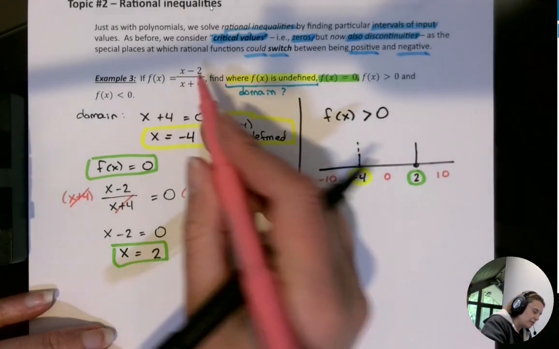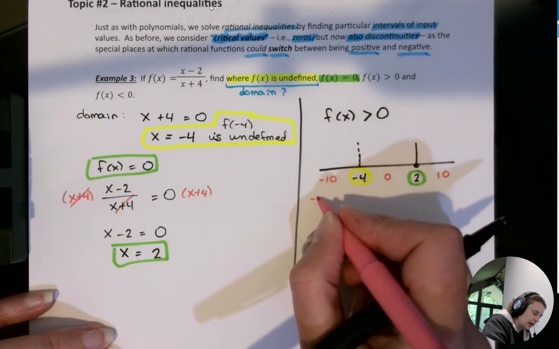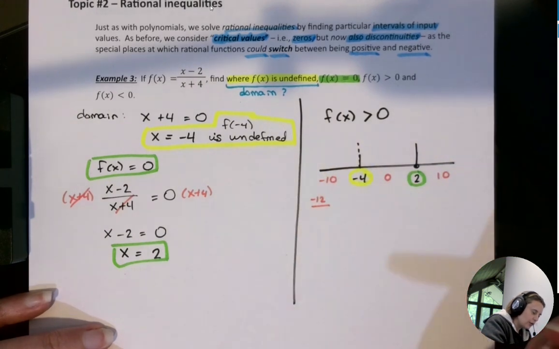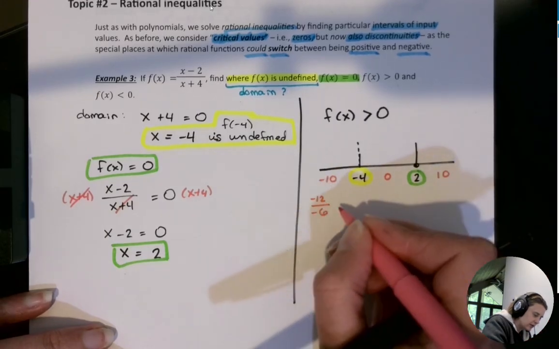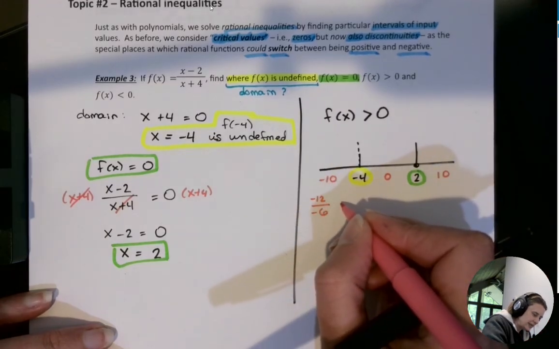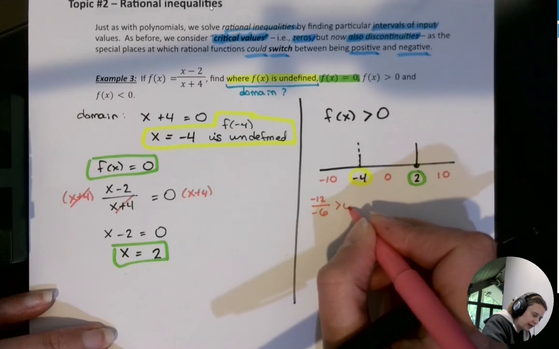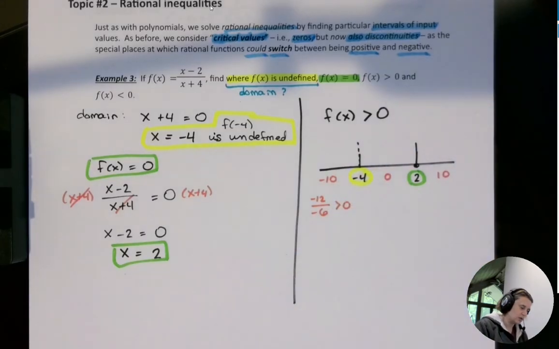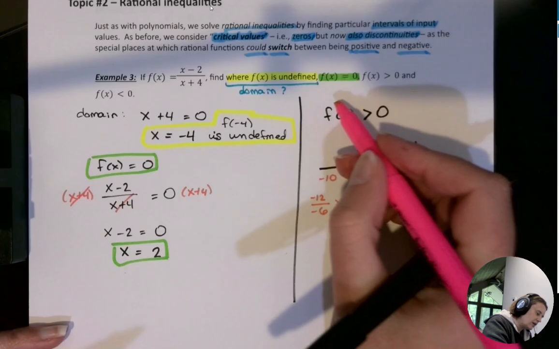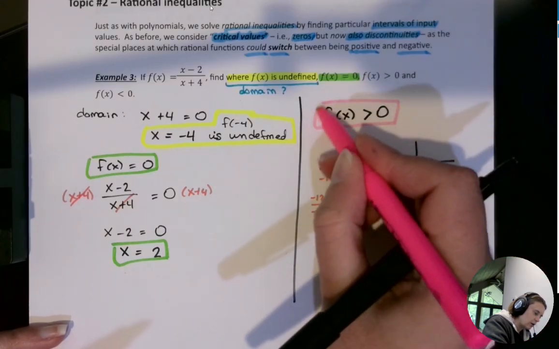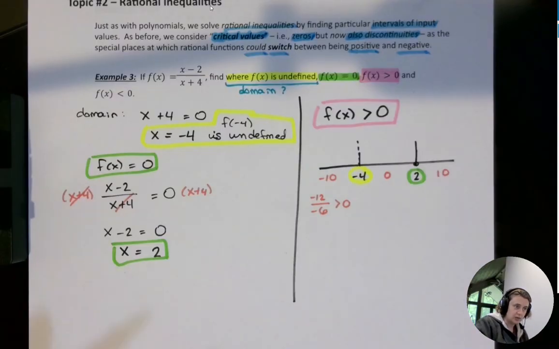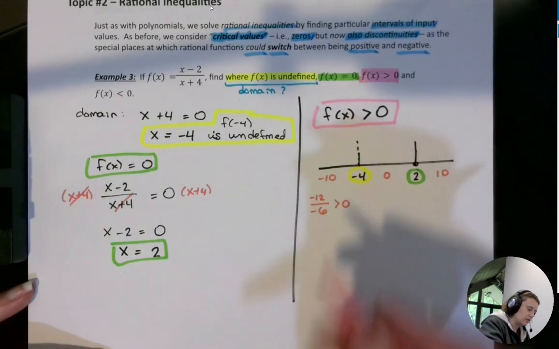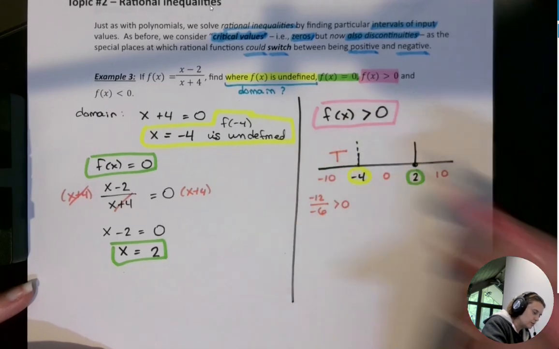So -10 minus 2, that is -12, over -10 plus 4, that is -6. And I want to know, is this greater than 0? I'm testing right now in the equation f of x greater than 0. Two negatives make a positive, so this is +6/12. +6/12 is positive, so it is greater than 0. So this is going to be true.